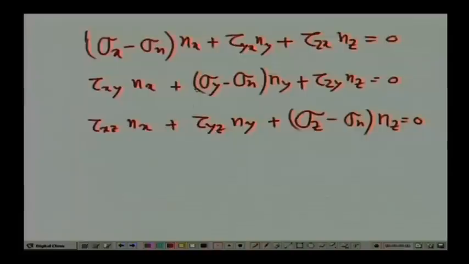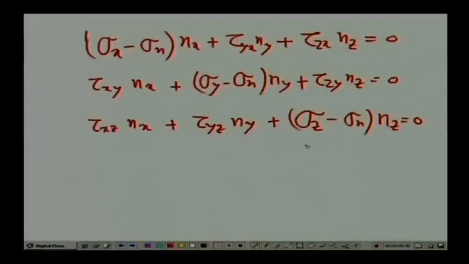And we have already seen in the last lesson that tau yx and tau xy are equal, they are the cross shears. Tau zx and tau xz are equal, and tau zy and tau yz are equal. Now, these three equations can be thought of as simultaneous equations containing n x, n y, n z, and we can evaluate the values of n x, n y, n z.